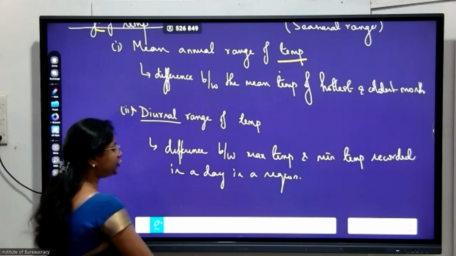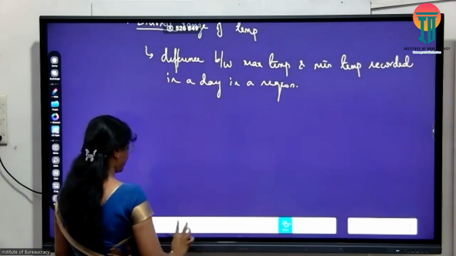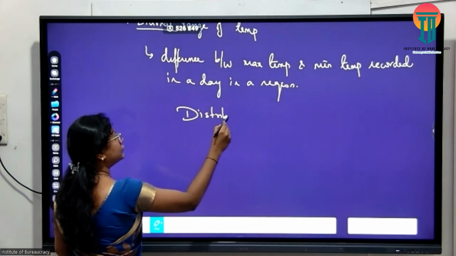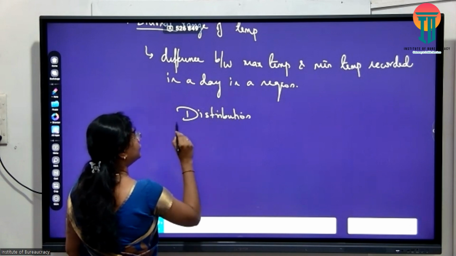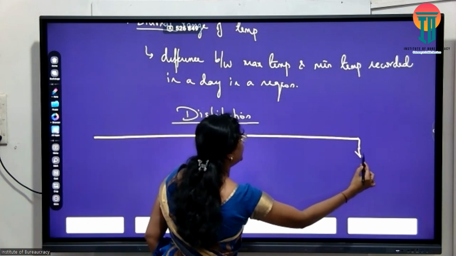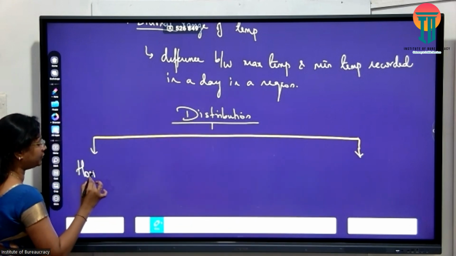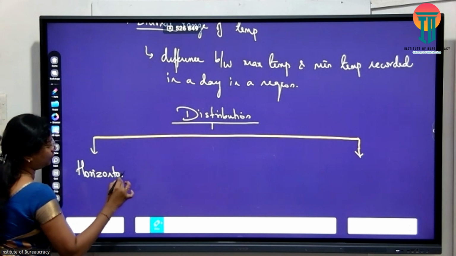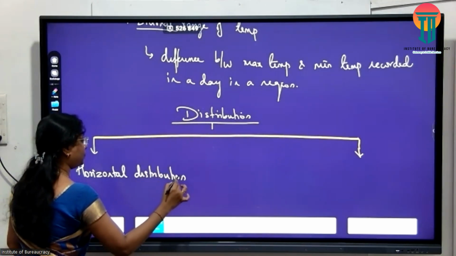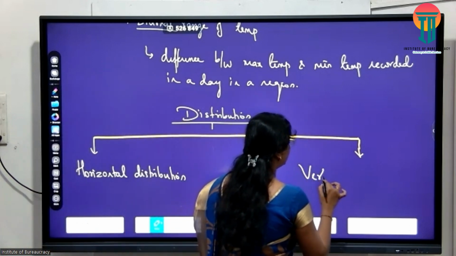Now, distribution of temperature can be studied in two different aspects. One is horizontal distribution. The other one is vertical distribution.